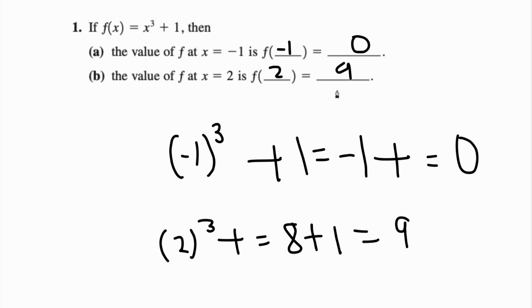So therefore, the value of f at x equals 2 is 9. And there you have it. This function is straightforward to evaluate once you understand how to substitute values into the function expression.